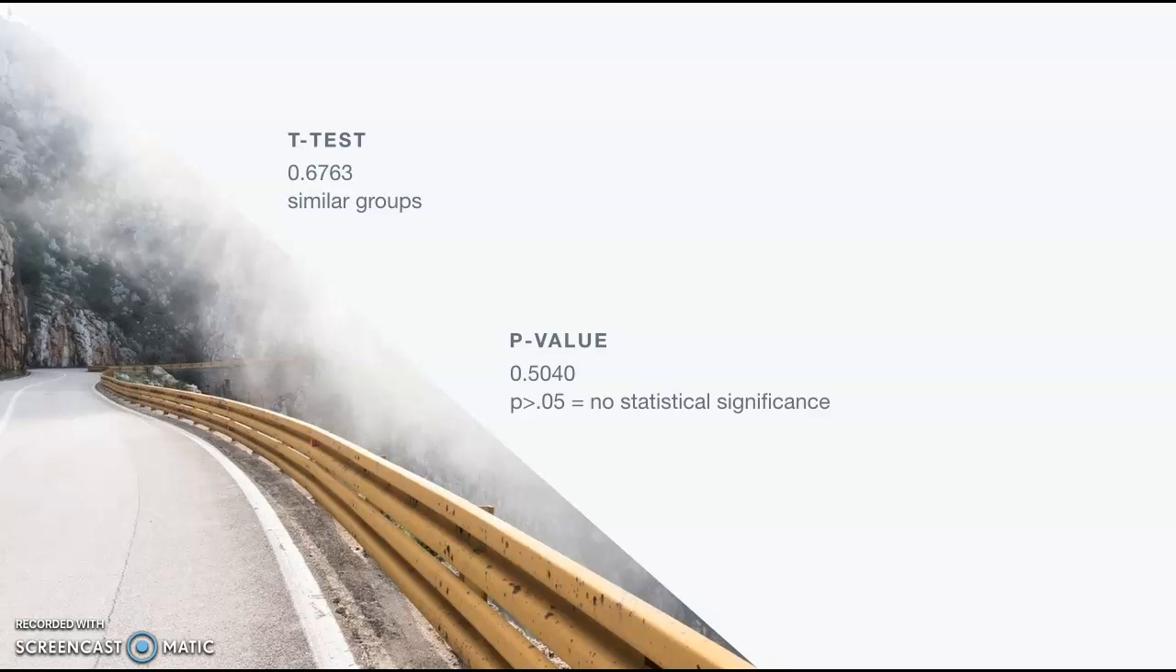Probably a good thing to see, given the fact that it's not like I had an experimental group. They both learned the same way, so they should be pretty similar. And then the p-value that I found was 0.5040. So here p is greater than 0.05, and so I found that there is no statistical significance. Again, probably a good thing, considering I'm not really testing any sort of hypothesis here.